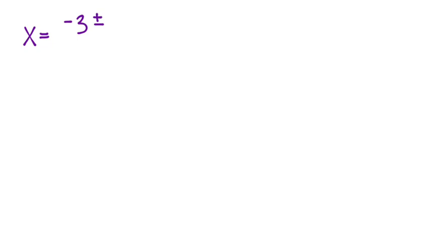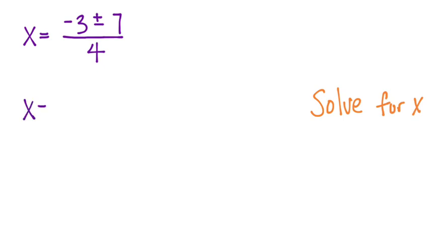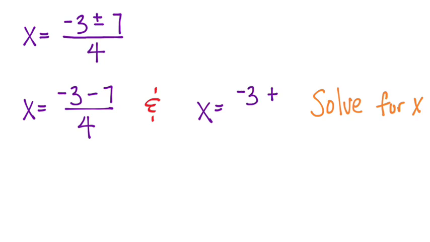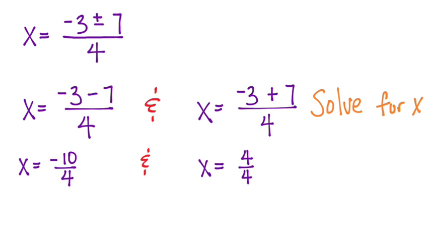So we'll end up with negative 3 plus or minus 7 divided by 4, which gives us two equations. Negative 3 plus 7 divided by 4, and negative 3 plus negative 7 divided by 4. So we get negative 10 divided by 4, and 4 divided by 4. That gives you negative 5 over 2, or negative 2.5, and 1.